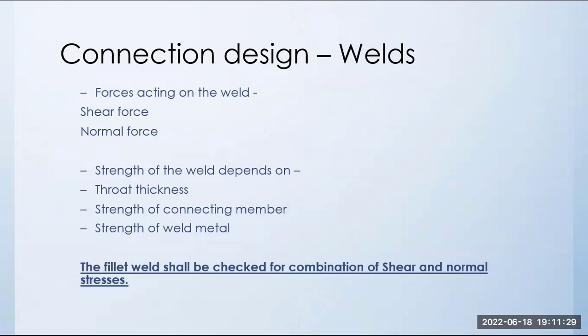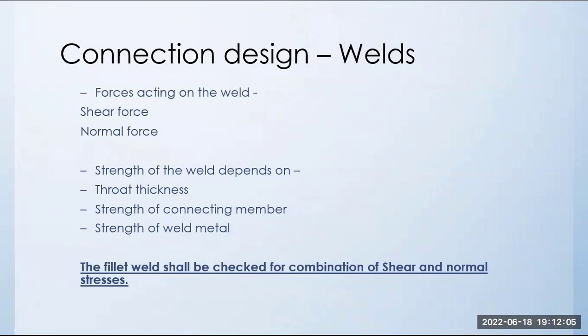Now I'm moving to another element, the connector that we call the weld. The same forces would be there, only the connector is changed. Instead of rivets or bolts, we are using weld. The forces will be the same: shear force, normal force, and moments, acting on the welds, and we will design for the same forces. The strength of the weld depends upon the throat thickness, the strength of the connecting member, and the strength of the weld metal.